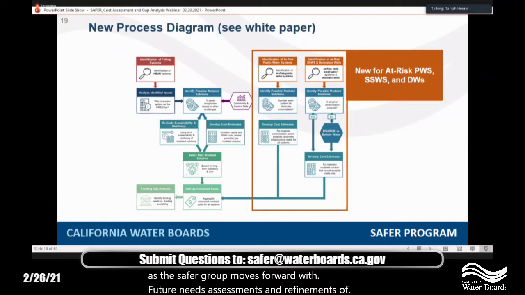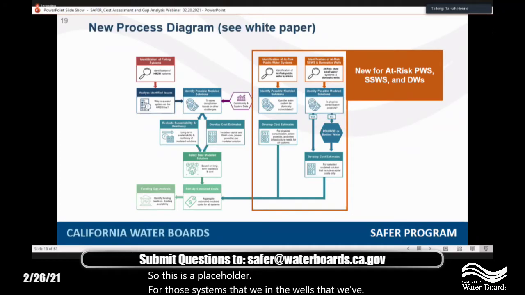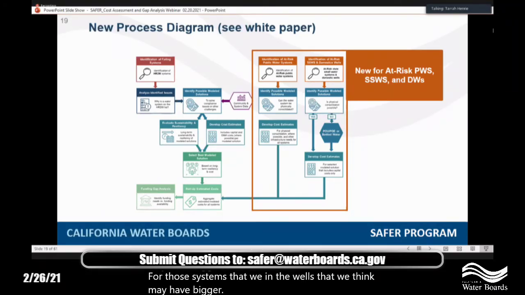And then we have this other group, which is the at-risk state small water systems and domestic wells. And we have no actual water quality data for those systems in most cases. So that was all done using modeled water quality from the Gamma group. So, that's really a huge data gap for us that would need to be filled in the future, that those systems would actually need to have samples collected and those wells would need to have samples collected to figure out what their real water quality issues are. So this is a placeholder for those systems and the wells that we think may have bigger issues than other places in the state.